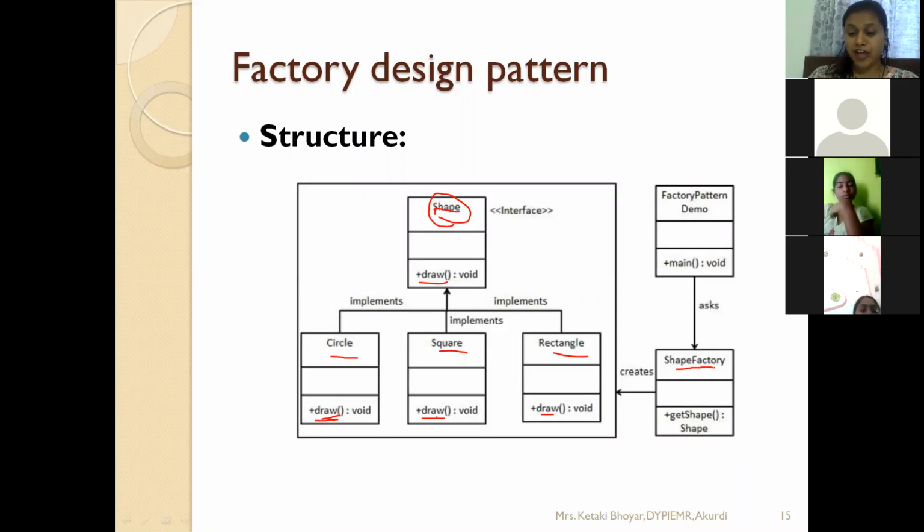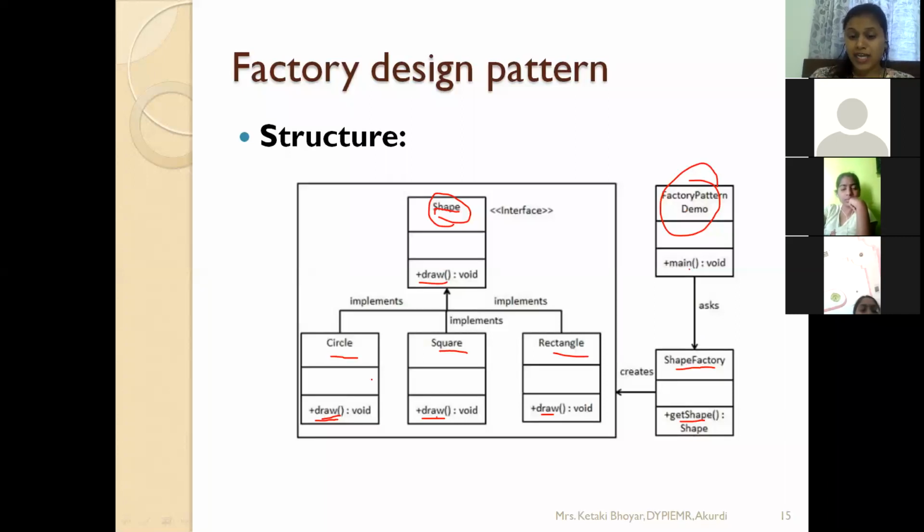Now this shape factory will have one method, getShape, which will return the object of the interface shape. It will return the object of type shape. This is one more class, shape factory, and this is one more class, factory pattern demo, which actually contains the main class. Now the client will be accessing the factory pattern demo. Client will be accessing the shape factory.